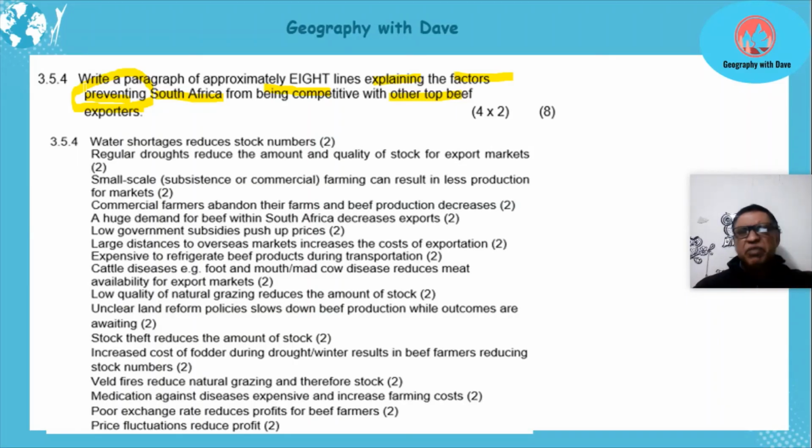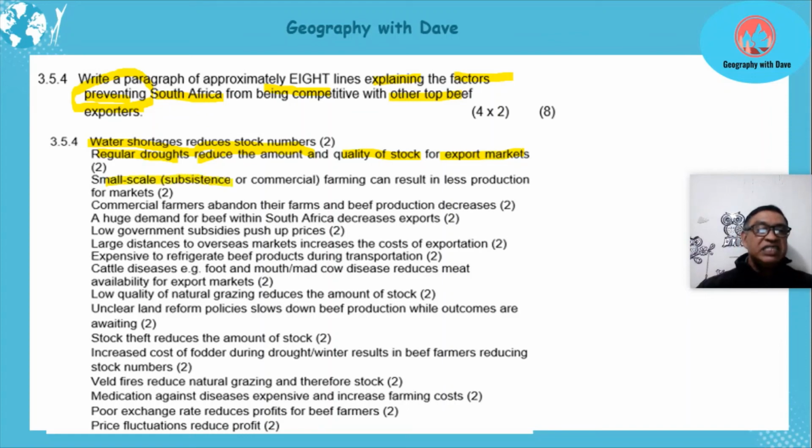Again, it's straight from your notes. Factors hindering, etc. Look at this. Water shortages. Didn't we deal with droughts? Reduces stock numbers. Regular droughts reduce the amount and quality of stock for exports. Can you see it? It's phrased in different ways, which means we can take droughts and explain it in different ways. We'll get the marks.